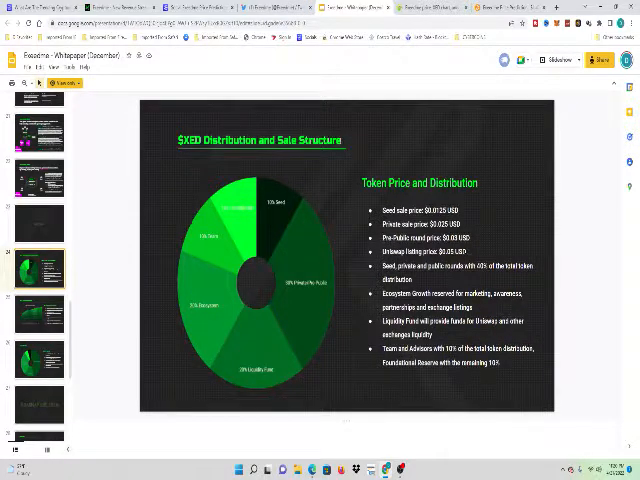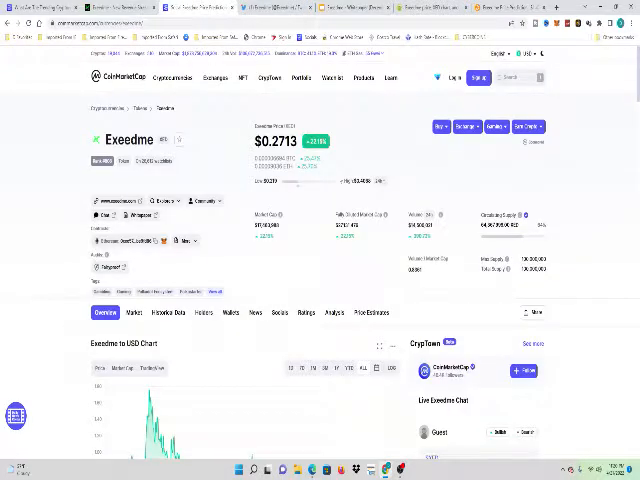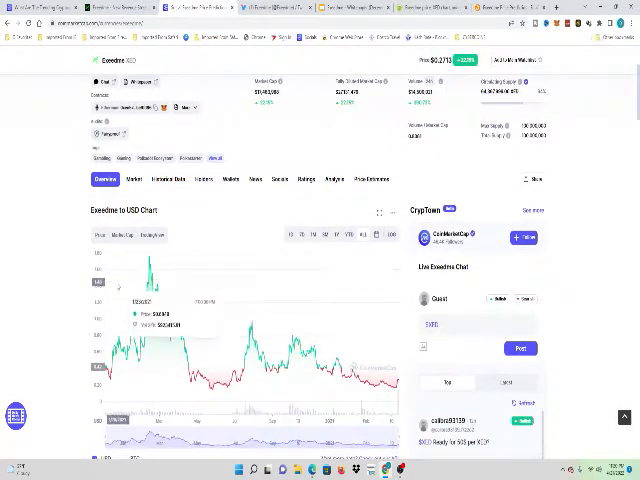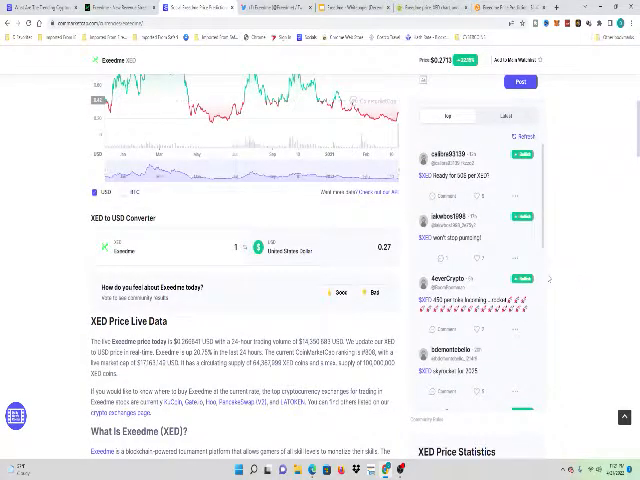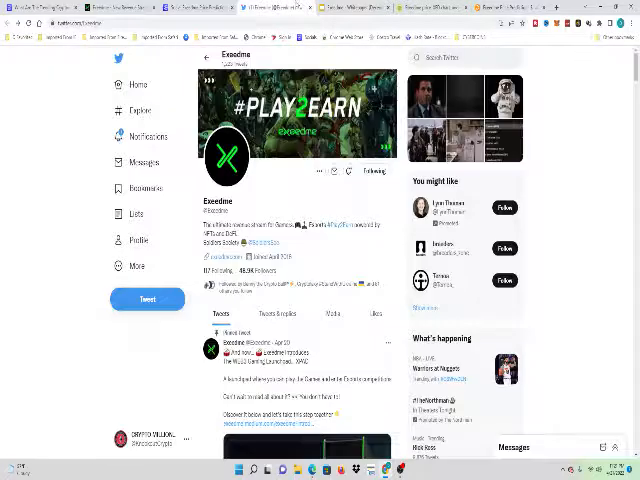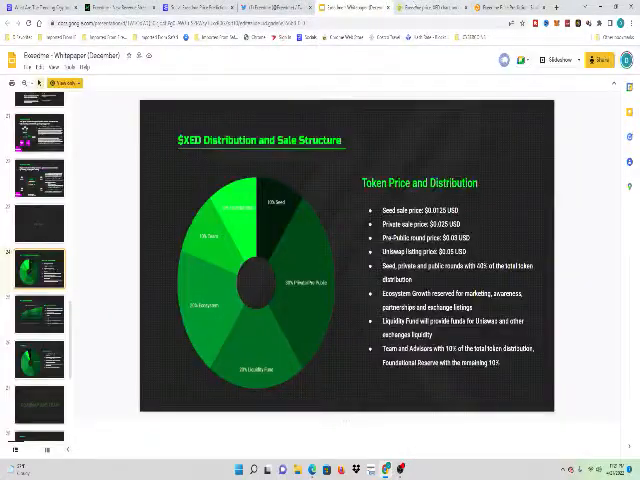Uniswap listing price was 5 cents. As you can see, the current price is 27 cents. So those people have already made their money. So this has been out for a while, but now it's starting to bounce back. People are starting to give it attention again. But yeah, these gaming crypto projects, definitely want to keep an eye on them.